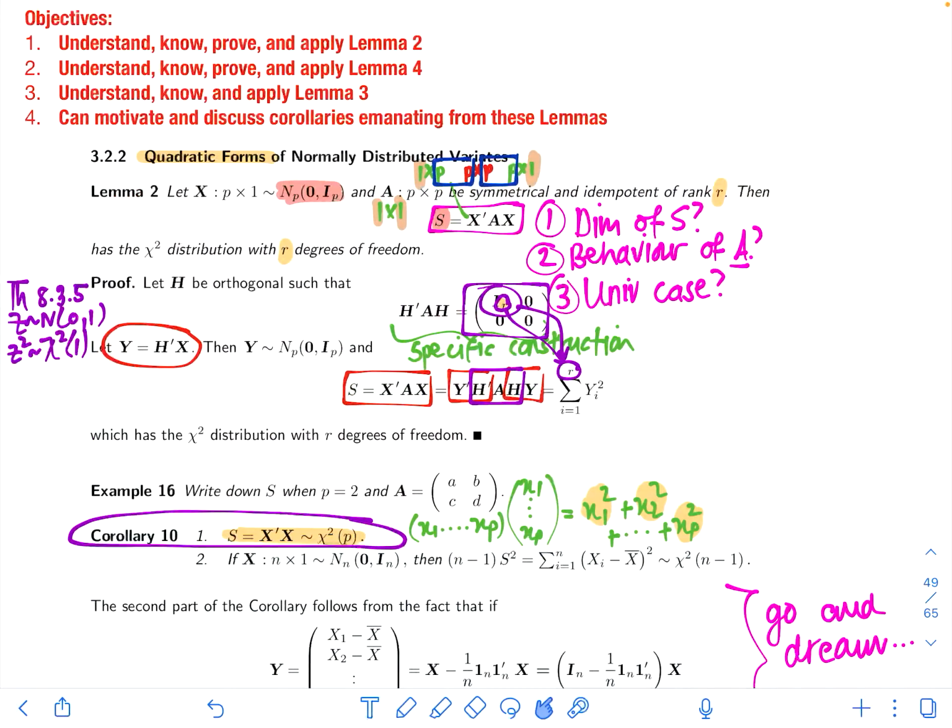But the yi's are standard normal. The yi squares are chi-square 1, and we sum them up to r. So we have a chi-square distribution with r degrees of freedom.